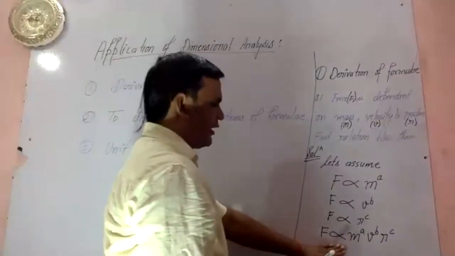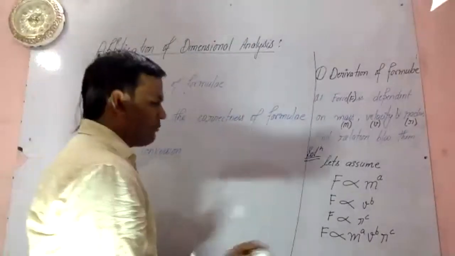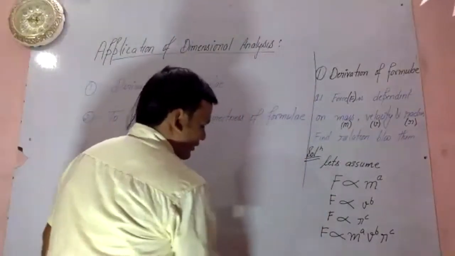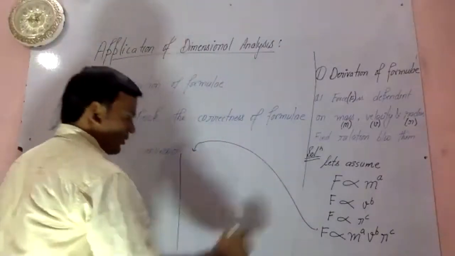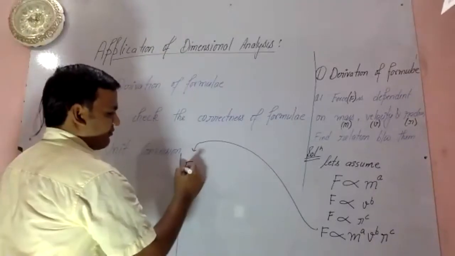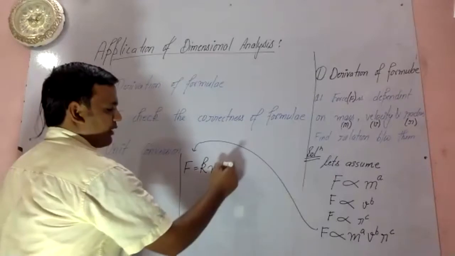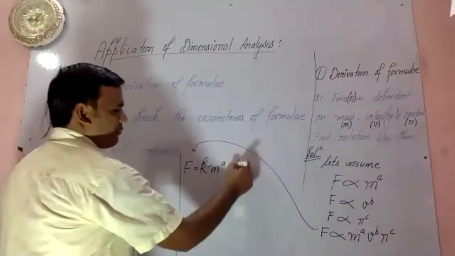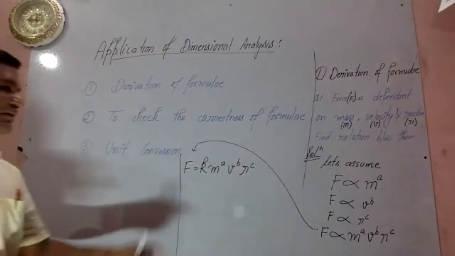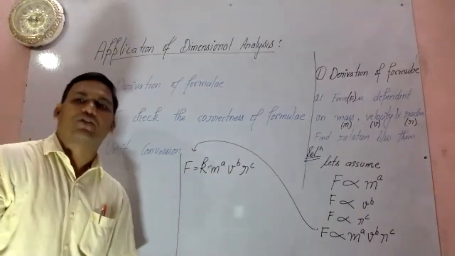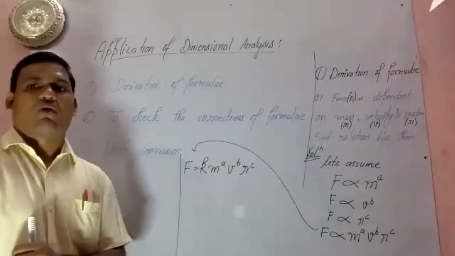If it can be written, then we can remove the proportionality by introducing a proportionality constant. So this will be F is equal to K m to the power a, v to the power b, r to the power c. Here K is the proportionality constant. Its value can't be determined using the dimensional formula.